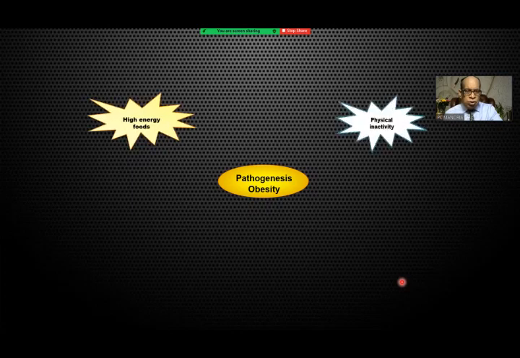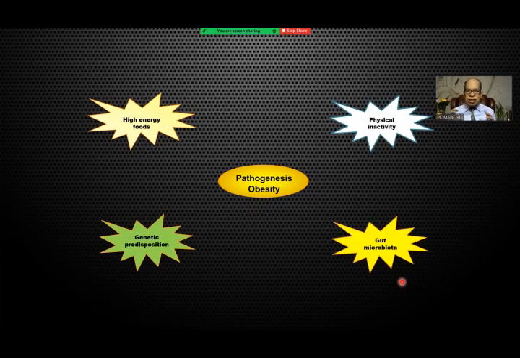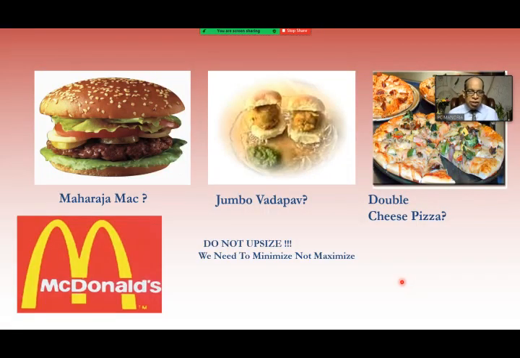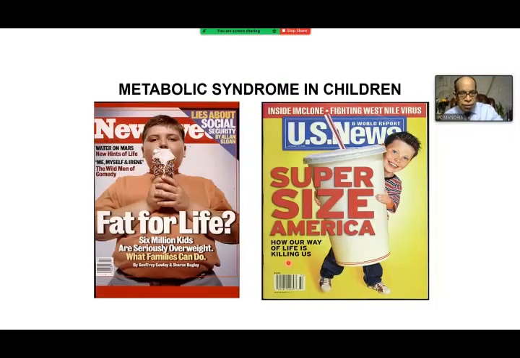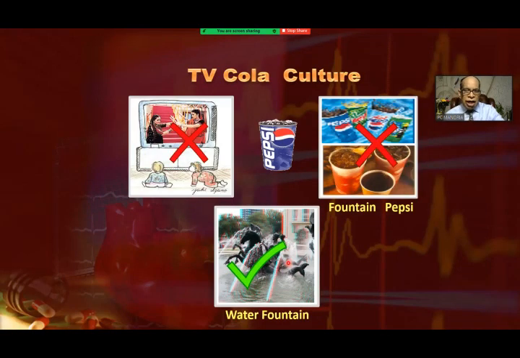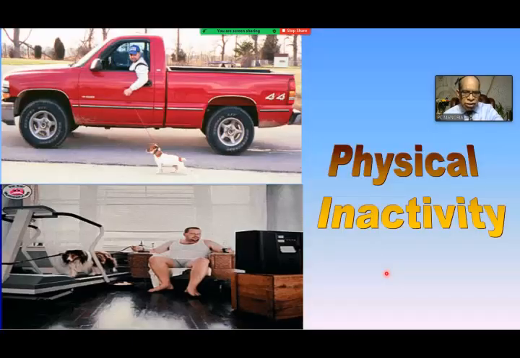The pathogenesis of metabolic obesity basically revolves around consumption of high energy foods, physical inactivity, genetic predisposition, and gut microbiota also plays an important role. Currently, there is a tendency to upsize the food. So in the Indian context, we have Maharaja Mac, Jumbo Vada Pav, double cheese pizza, when we need to minimize and not maximize. The children are also getting affected by obesity, as you can see in this slide. And TV cola culture is also rampant in India. People continue to see TV for hours. They consume drinks and eat high energy foods rather than going to a fountain or other places where physical exertion is required.